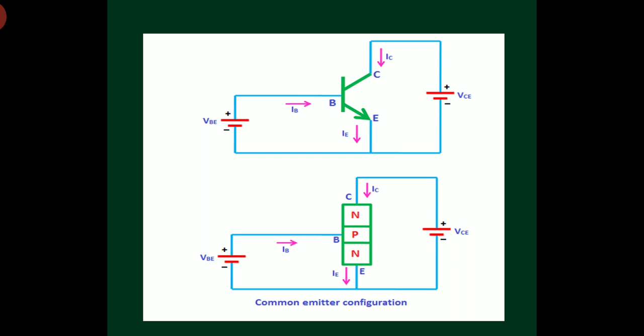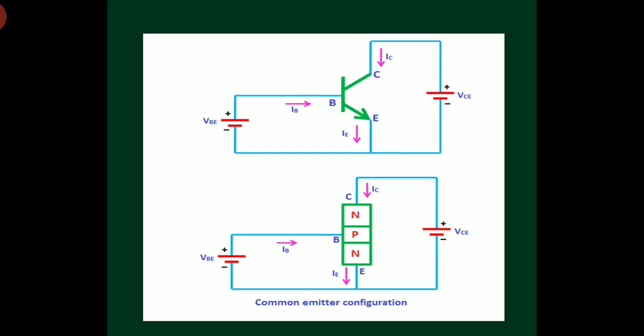And in order to make the output junction JC reverse biased, I have to connect the positive terminal of battery VCE to the n-type collector and the negative terminal to ground. As emitter is grounded, the negative terminal is connected to the emitter region. This makes the transistor work in the active region. In active mode, if I want to use a transistor to amplify the input signal, the input junction must be forward biased and the output junction must be reverse biased.